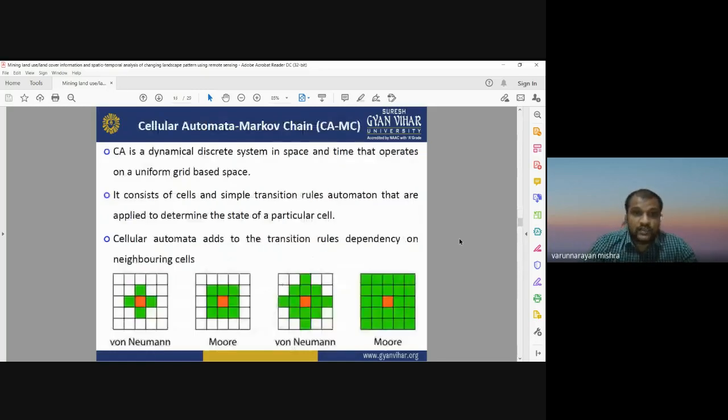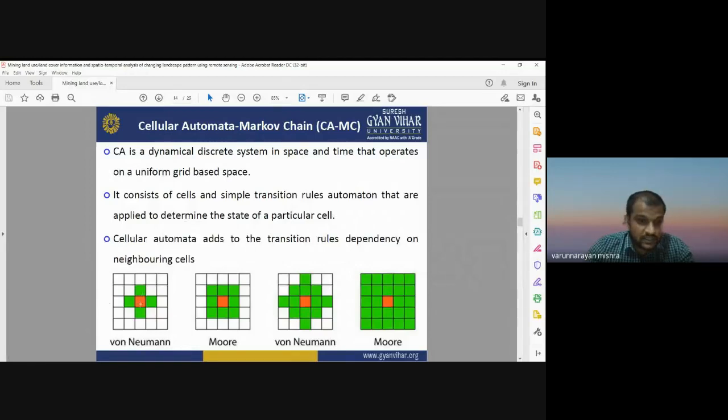So cellular automata and Markov chain can be integrated with each other. Cellular automata is a dynamical discrete system in space and time that operates on a uniform grid-based space. It consists of cells. Cells means pixels. All the image is made of small pixels, small cells. In cellular automata, it consists of the cells and simple transition rules, that is automation, that are applied to determine the state of a particular cell.